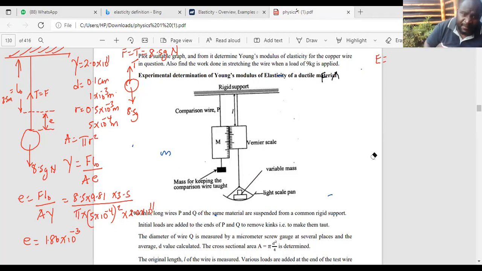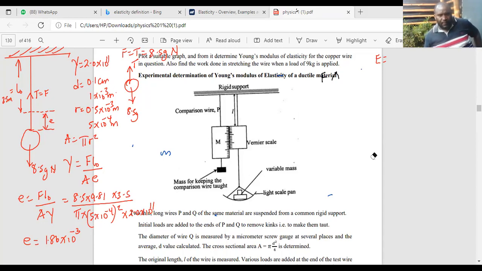Then we have a scale pan with masses or with weights. Then we have this main scale. It has a mass which is kept there, which keeps the comparison wire taut. And those masses are also put there to remove any kinks in the wire. The kinks in the wire are those wrinkles which you can have, like this cable is like that. When you put a mass, it straightens. So the kinks have been removed. The bends have been removed. That is why the masses are attached on the main scale.